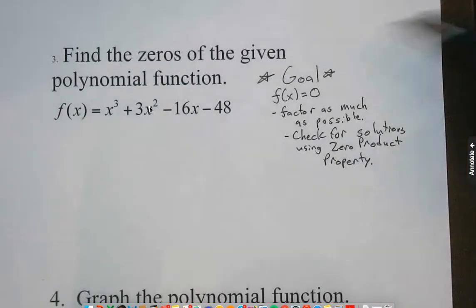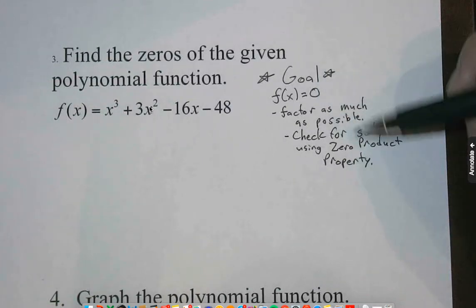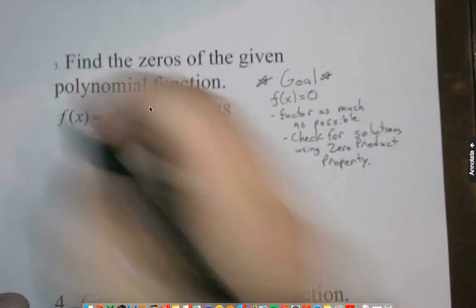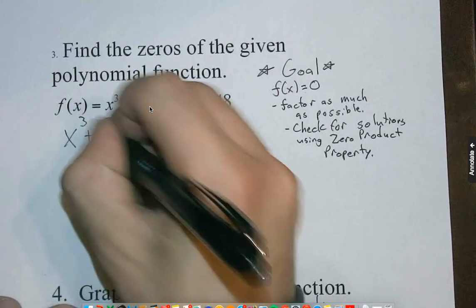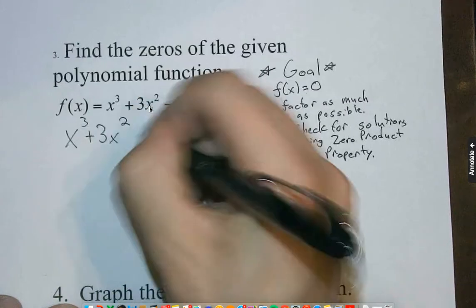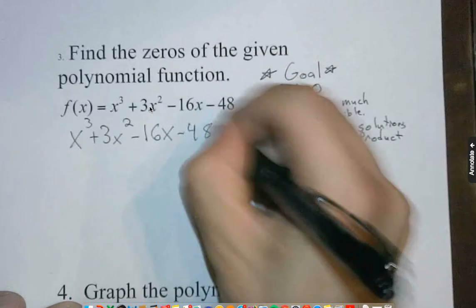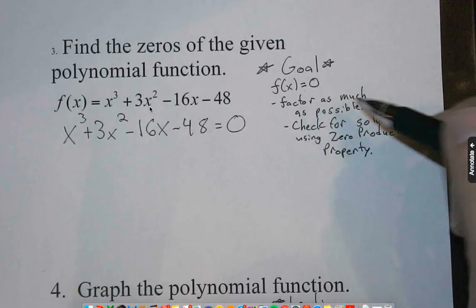And so the goals that I've set out here are a good step-by-step procedure that we should aim for, where we want to get our function pretty much set equal to 0. So we'll do just that. We have all of our terms on the same side, so this is now fair game. And we're setting this equal to 0. We're then going to try and factor as much as possible.